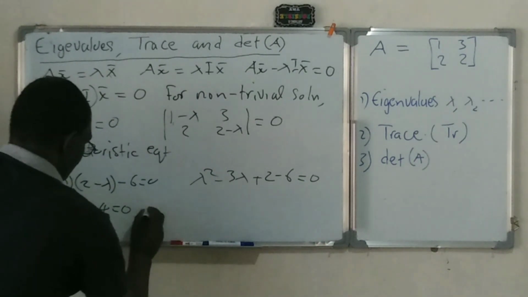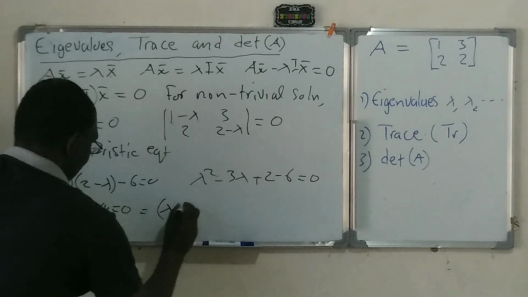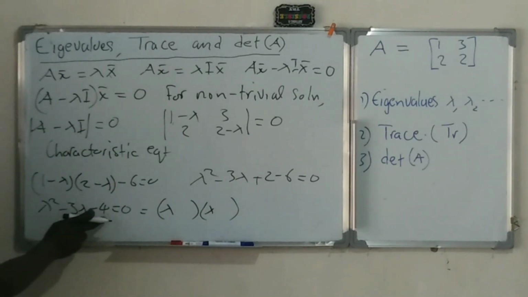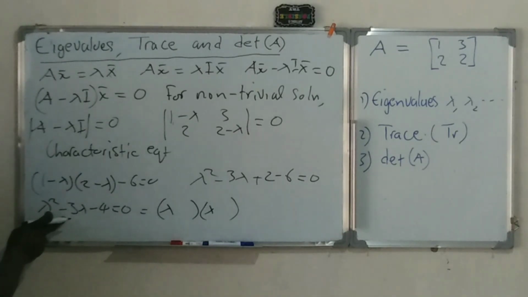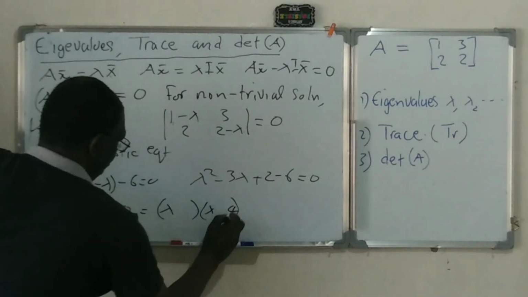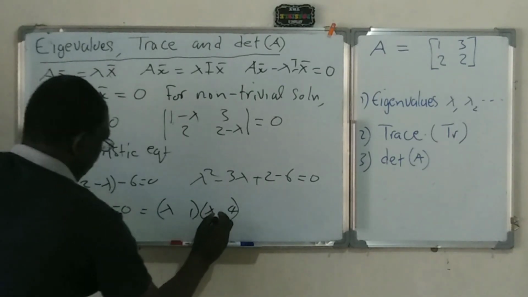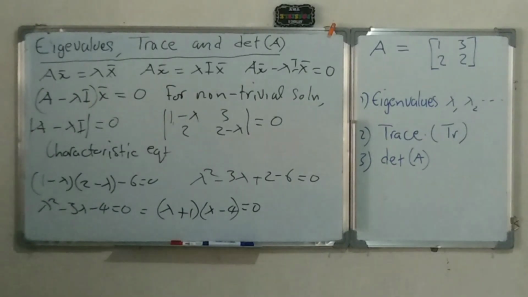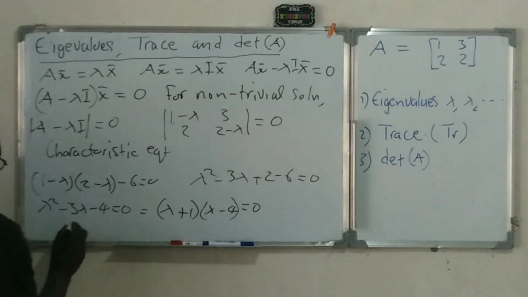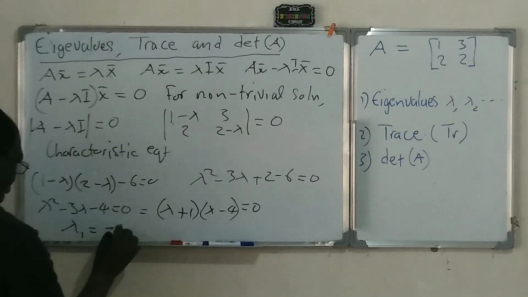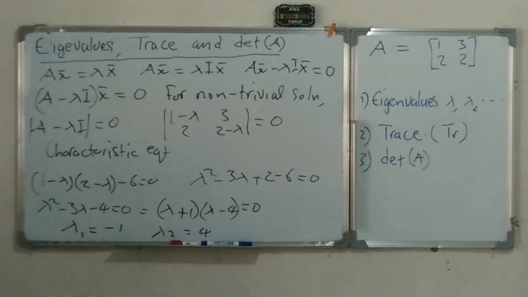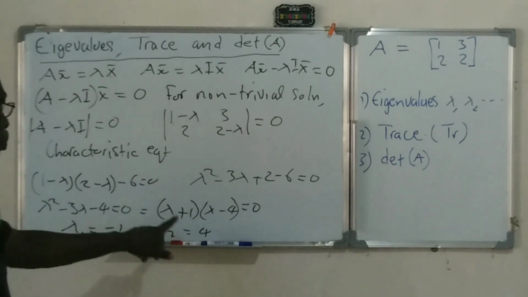So this becomes (lambda )(lambda ) equal to 0, and what do we put here? Factors of minus 4 that subtract to give 3 are 4 itself and 1. The 4 is minus, the 1 is plus. So what is our solution? Our solution is lambda 1 is equal to minus 1, lambda 2 is equal to 4. So the eigenvalues of this matrix are minus 1 and plus 4.